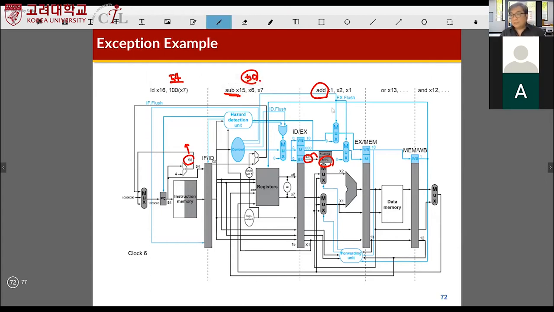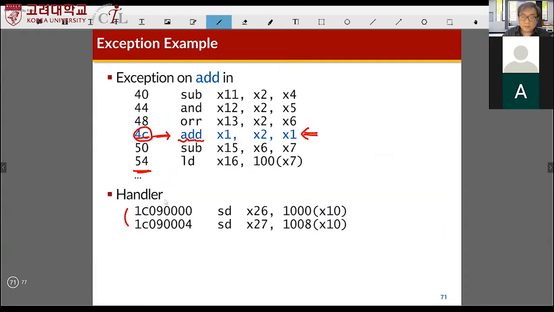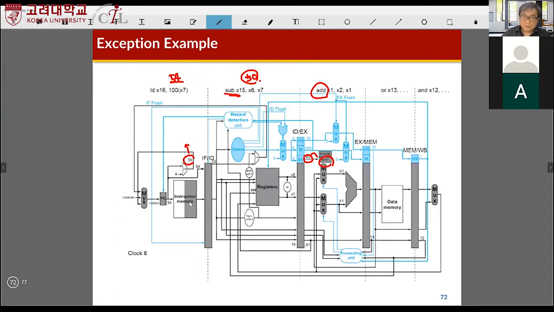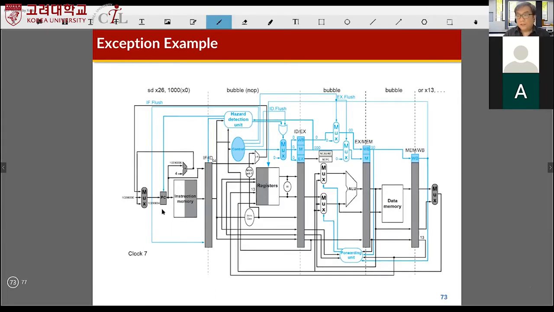So the exception is detected, and the computer processor needs to call the exception handler. In this example, we can find the program counter of the exception handler is 1C09 blah blah blah 0000. So this PC of the exception handler becomes the next PC of this processor. Okay. So here is the PC.